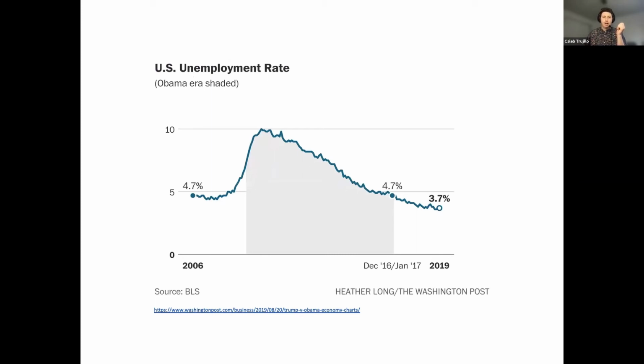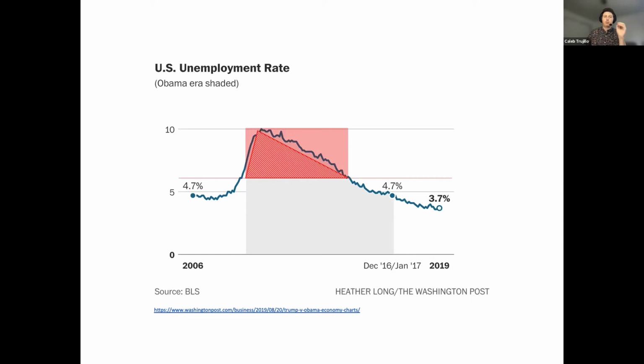Starting in 2006, unemployment was about 4.7%. Then the recession hit, and we saw this huge increase, all the way up to about 10% unemployment. Now, we could probably make similar graphs for what happened during the coronavirus and the large unemployment rates. And then it slowly went back down to 4.7%.